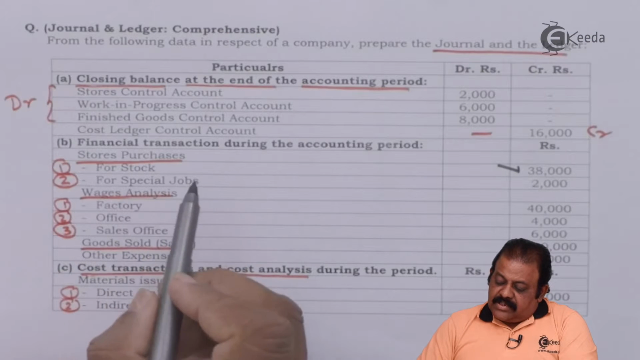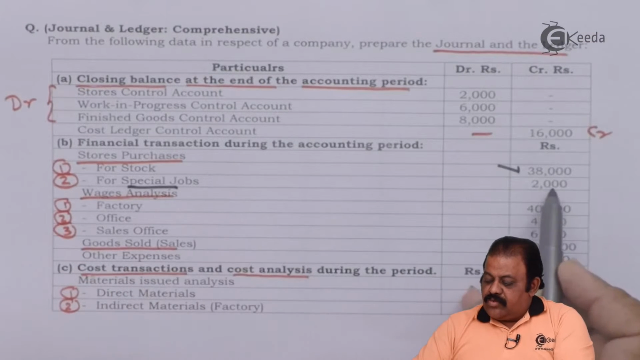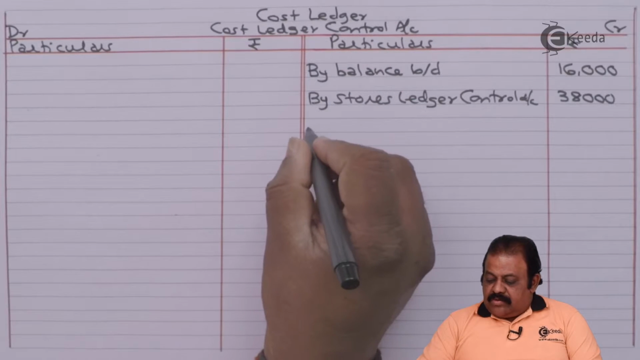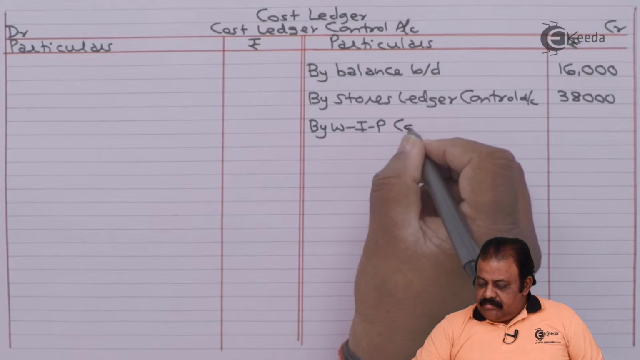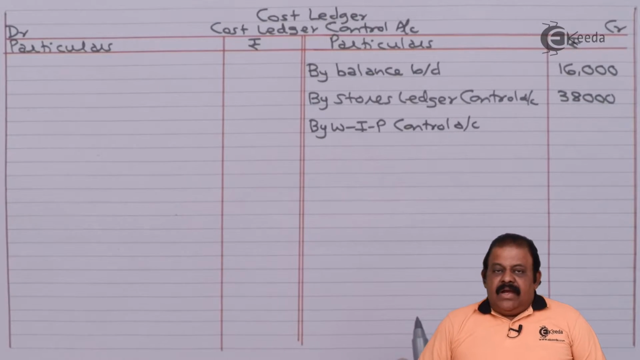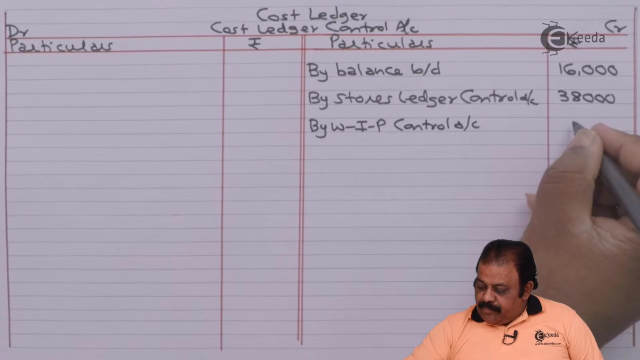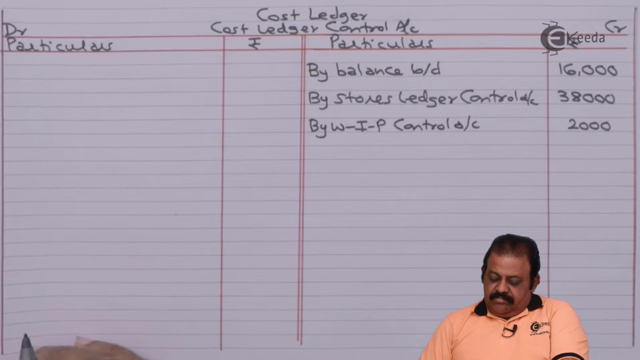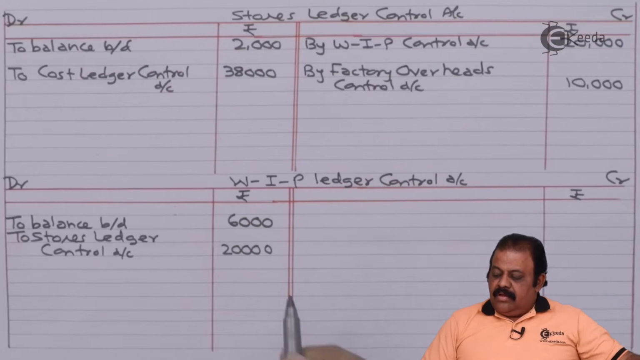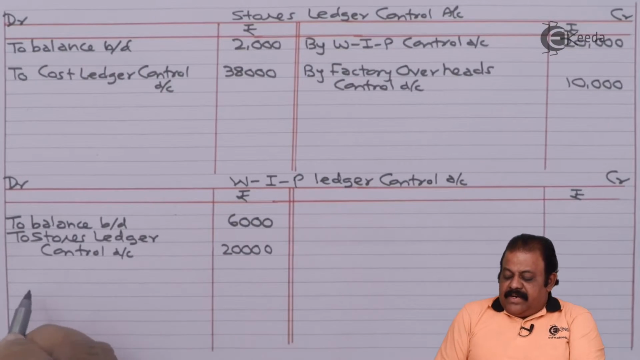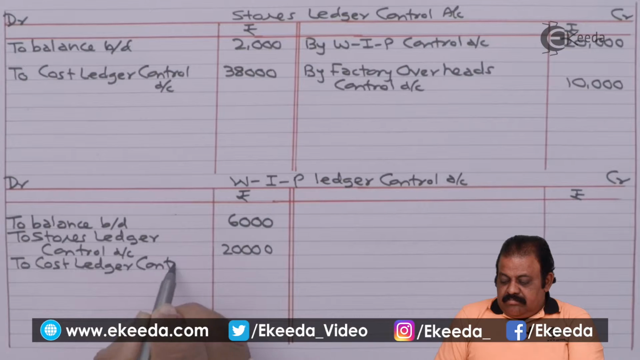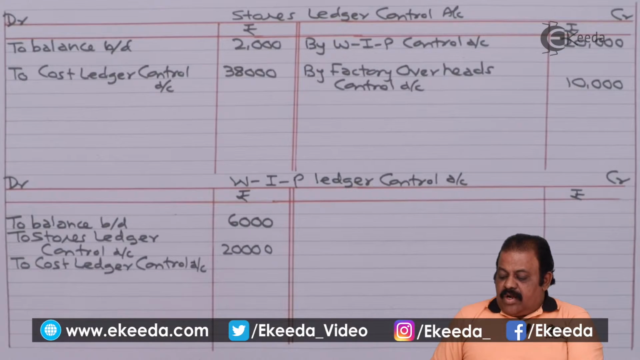Stores purchases for special jobs 2,000. Store purchases for special job will be debited to work in progress and credited to cost ledger control account. By work in progress control account 2,000. In work in progress control account debit side, to cost ledger control account 2,000.